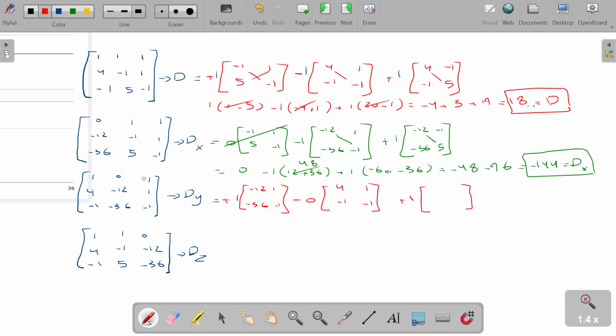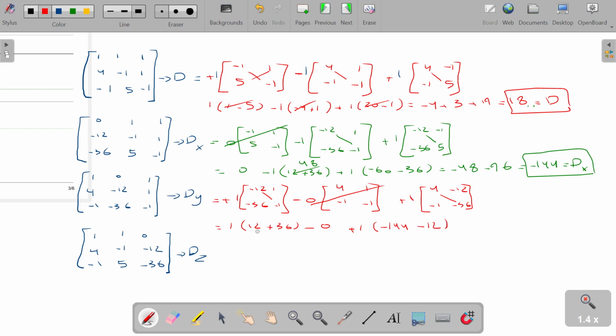And next we cover the row and the column of this number. We'll have 4, negative 12, negative 1, and negative 36. So we have 1 times 12 times negative 1 is 12, minus 36, negative 36 times 1 is negative 36, and we have a negative, makes it positive 36. Next one is 0, it doesn't count, so I'm just going to write minus 0, and then 1 times 4 times negative 36, that is negative 144, minus negative 1 times negative 12 is 12.